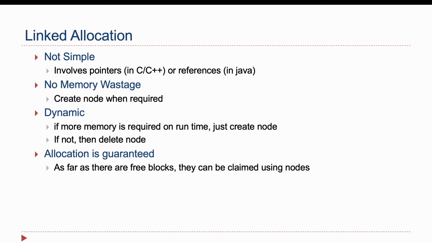When it comes to implementing linked allocation, it's important to note that it's not as simple as contiguous allocation. It involves pointers in C, C++, or references in Java. But there is no memory wastage since nodes are created only when required. It's dynamic, which means that if more memory is required at runtime, a new node can be created. On the other hand, if a node is no longer needed, it can be deleted. Allocation is guaranteed as long as there are free blocks which can be claimed using nodes.